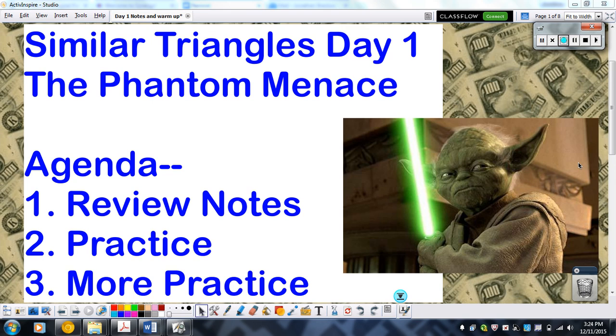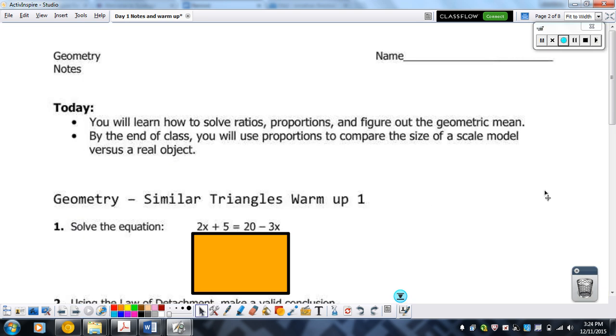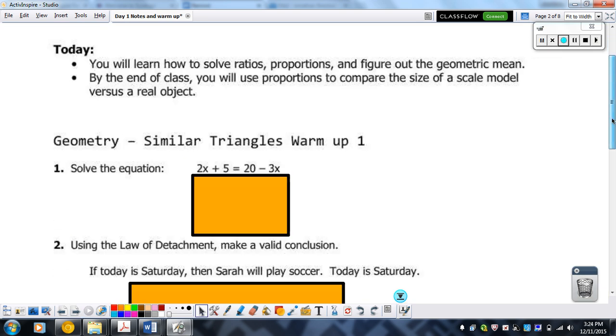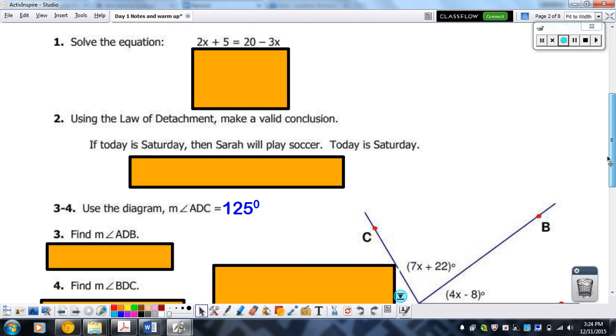Welcome to Similar Triangles Day 1, or since this is a Star Wars unit, the Phantom Menace. Today we'll be reviewing the notes, practicing some more, and as Yoda might say, learn about ratios you will today. We're going to start by doing our warm-up. You should do the warm-up before you check the answers here. You can skip problems 3 and 4 because I will be skipping them as well.